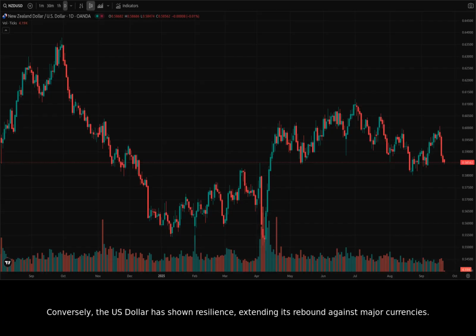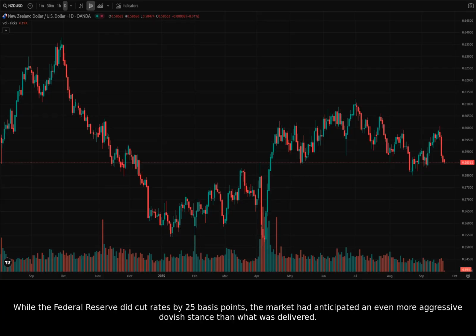Conversely, the US dollar has shown resilience, extending its rebound against major currencies. Recent U.S. jobs market data indicated strength, with a sharp drop in jobless claims, reinforcing a robust labor market. While the Federal Reserve did cut rates by 25 basis points, the market had anticipated an even more aggressive dovish stance than what was delivered.